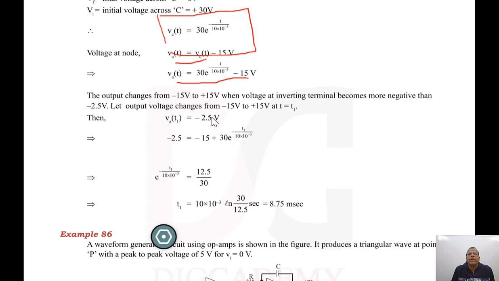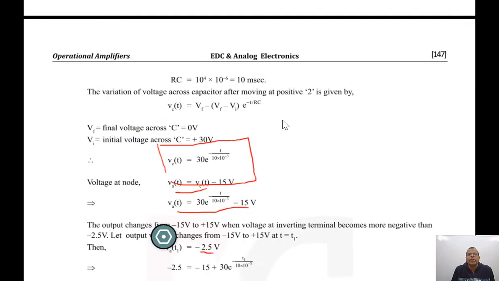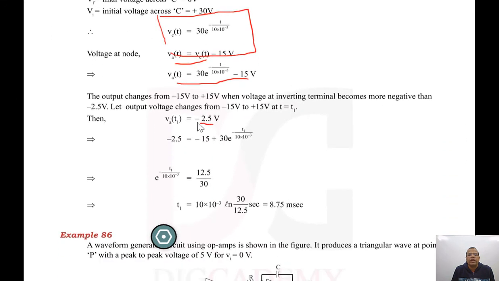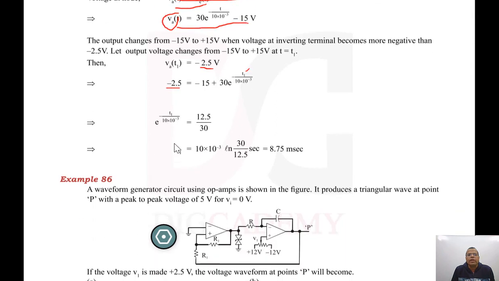But the transition point will be what? The reference voltage, which will result in a change in the voltage at this node. When the voltage at this node becomes more negative than this voltage, which is minus 2.5, the output voltage will change. So that's why I have taken a reference voltage of minus 2.5 volt. When the voltage at node A becomes minus 2.5 volt, which is put here, you will find the transition point T1. By calculating, you are able to get the transition time of 8.7 milliseconds.